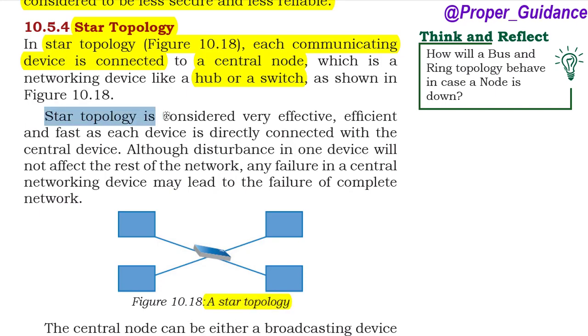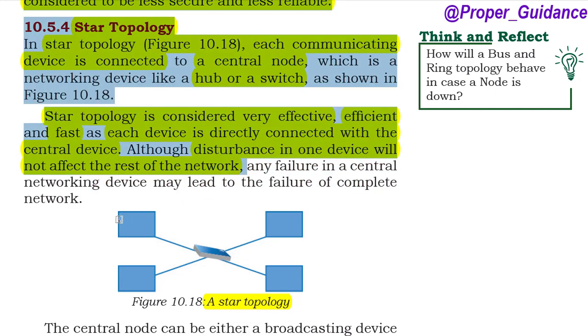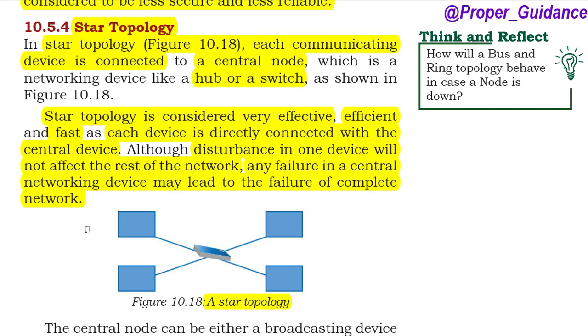Okay, so star topology is considered very effective, efficient and fast, as each device is directly connected with the central device. Although a disturbance in one device will not affect the rest of the network, any failure in the central networking device may lead to the failure of the complete network. So the advantage of this type of topology is that it is much more effective, efficient and very fast, because each and every device is directly connected with the central device. This is the advantage, as well as the disadvantage. If there is any failure in the central networking device, that is the hub, it will lead to complete failure of that particular network, because this is the central point of this particular topology.